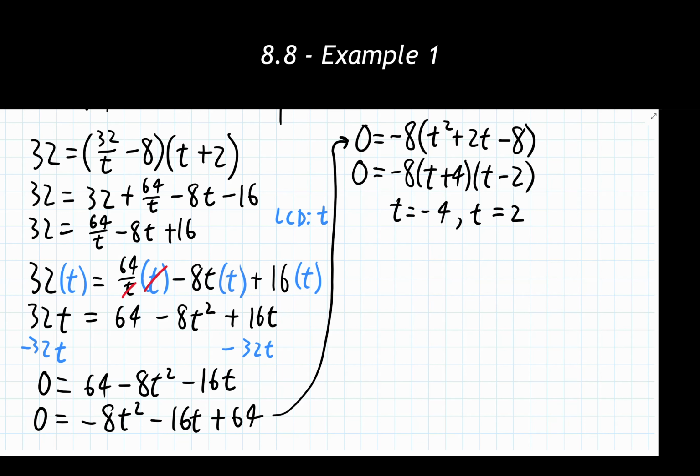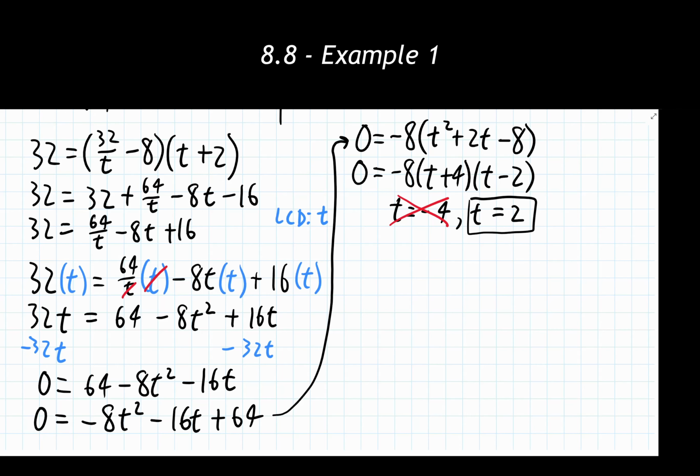Now in the context of this problem, I can only have one time that's being used. And we can't have a negative time showing up in this problem at all because that's just not realistic. So we have to use a time of +2 here.